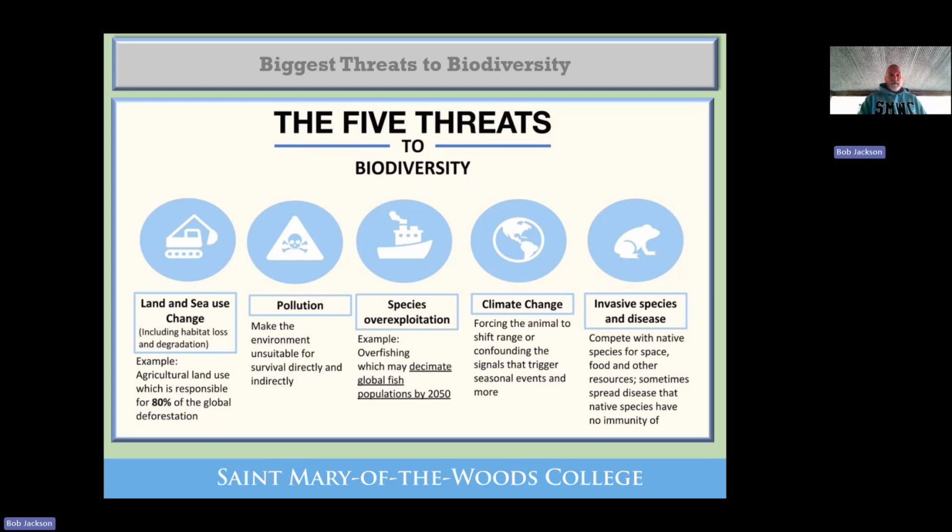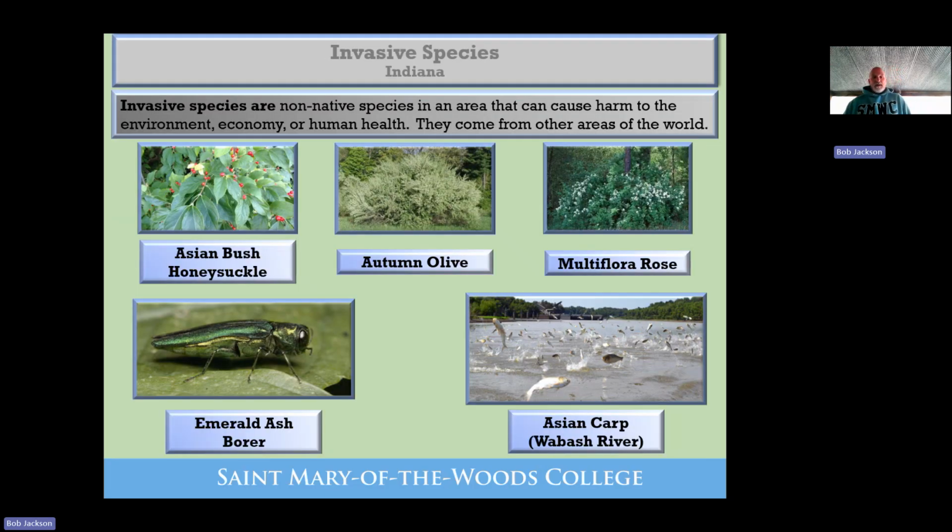Okay. So biodiversity has been threatened because of invasive species. Here I'm showing you some of the invasive species, and I've already talked about some of them. These are just some pictures of them. These are the ones common around here in Indiana and Illinois. You have your bush honeysuckle, autumn olive, multiflora rose, the emerald ash borer, which has taken out so many of our ash trees, and then Asian carp. And there are actually three or four different species of the Asian carp.